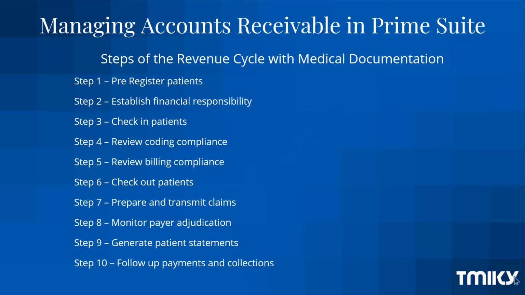Next, let's go over the steps of the revenue cycle with medical documentation. We first have step 1, pre-register patients. Step 2, establish financial responsibility. Step 3, check in patients. Step 4, review coding compliance. Step 5, review billing compliance. Step 6, check out patients. Step 7, prepare and transmit claims. Step 8, monitor payer adjudication. Step 9, generate patient statements. And lastly, step 10, follow-up payments and collections.